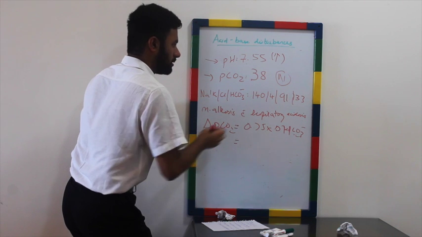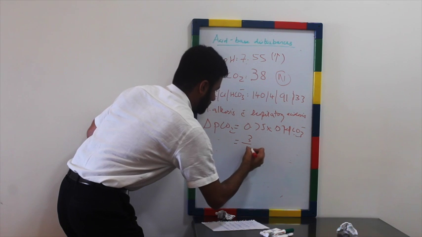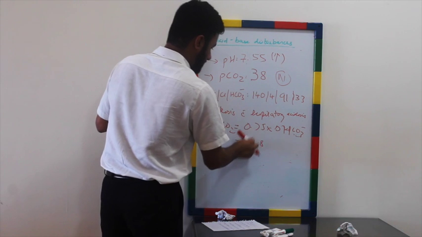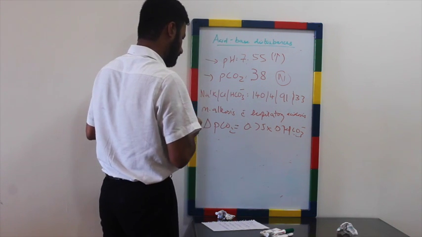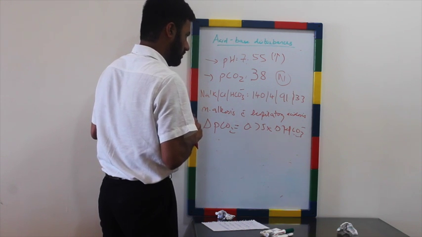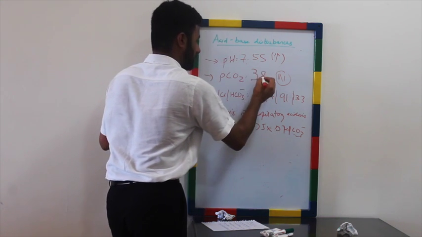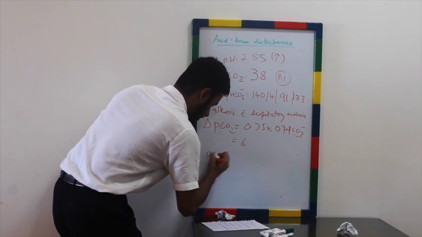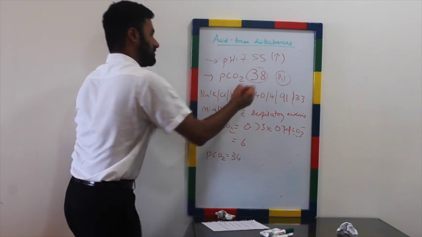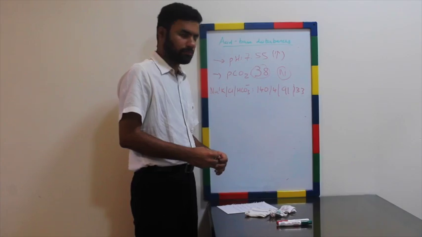So here the delta bicarb is 8. So the change in PCO2 should be 6, which means that the PCO2 should be 34. But the actual PCO2 is 38, which means that there is something that has caused the PCO2 to increase. That is a respiratory acidosis.